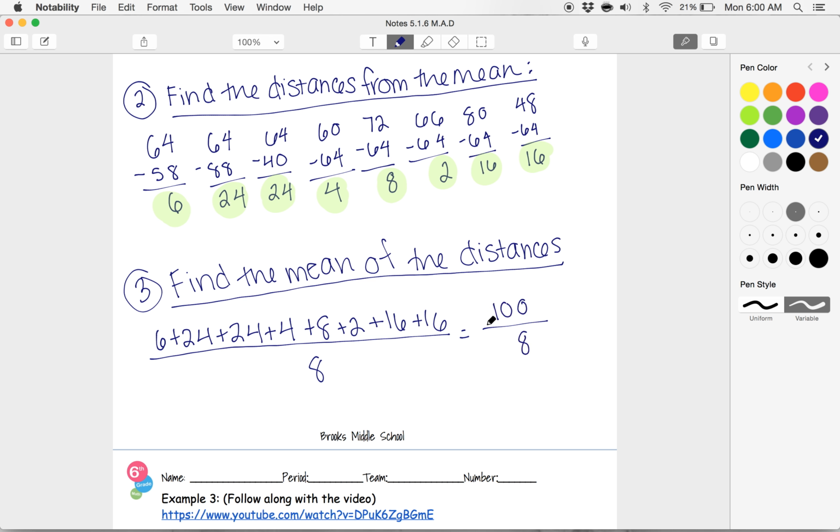And again, guys, I'm going to double check my sum because there's so many numbers. 6 plus 24 plus 24 plus 4 plus 8 plus 2 plus 16 plus 16. And I get 100 again. That means when I take 100 and divide it by 8, my MAD is 12 and 5/10.